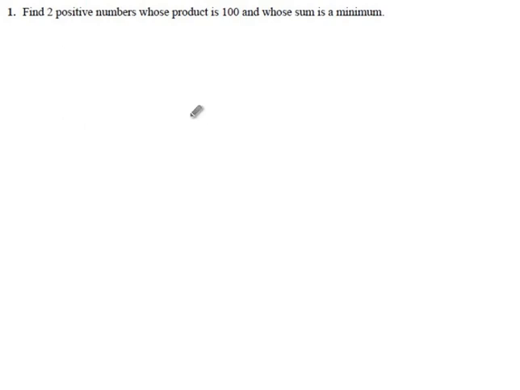Okay, let's do some optimizing. Find two positive numbers whose product is 100 and whose sum is a minimum. So, two numbers, you could call them x and y, I suppose, and their product is 100, and we want their sum, which is just x plus y, to be as low as possible.